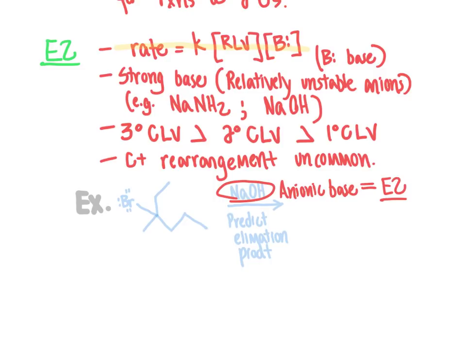So we can piece this together analogously to the reaction that we did for the SN2 reaction, where the nucleophile came in and attacked at the same time the leaving group leaves. But here what's going to happen is that the base comes in and grabs the proton from the beta position at the same time the leaving group leaves.